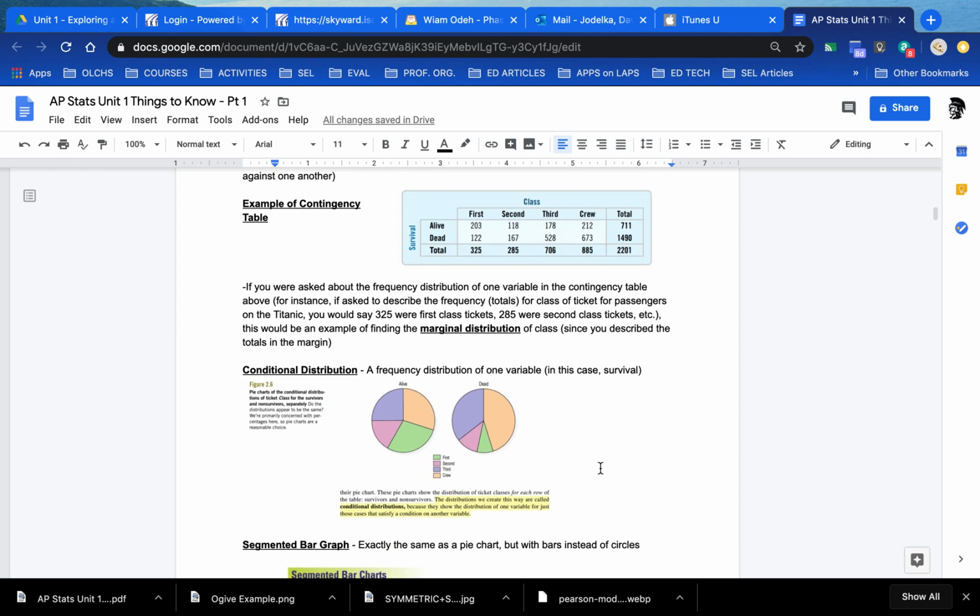And that would be a way of breaking down the data, getting a little bit more refined, and that's what's called a conditional distribution. It's conditional on one of your survival or your lack of survival. And again, you would not have to create a pie chart.